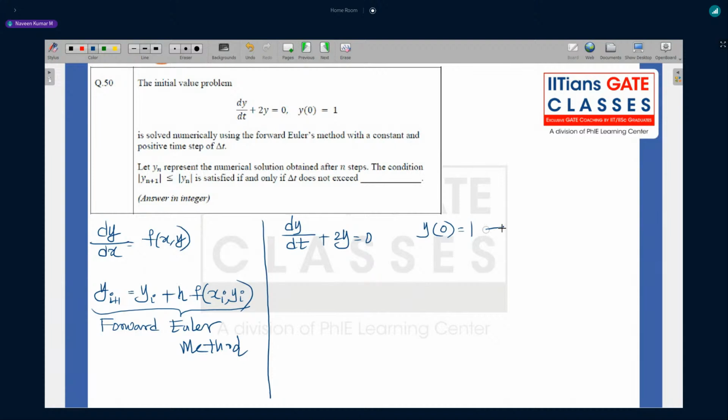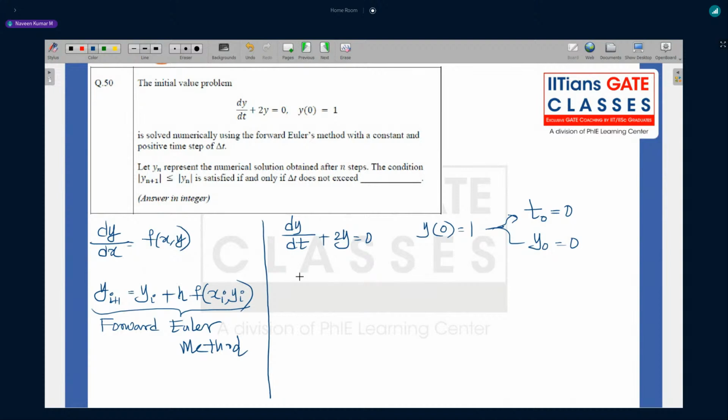What does this mean? This means that at time t naught, time step 0, y naught will be equal to 0. That is what is given, and that is the meaning of it.